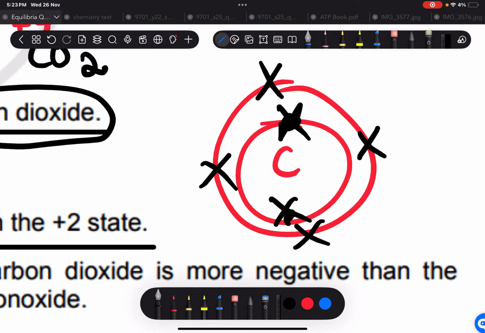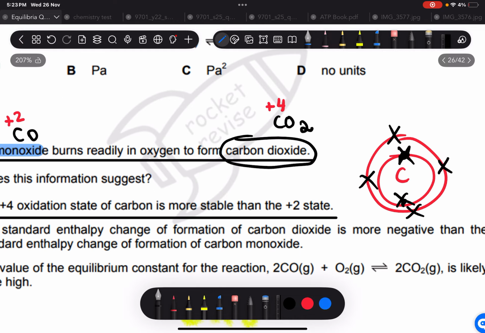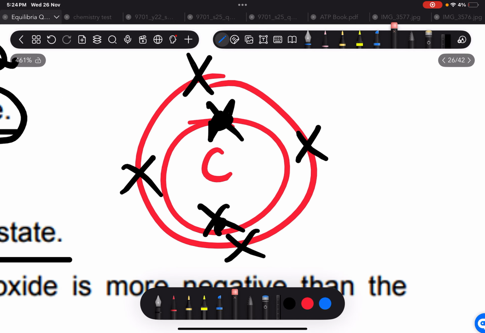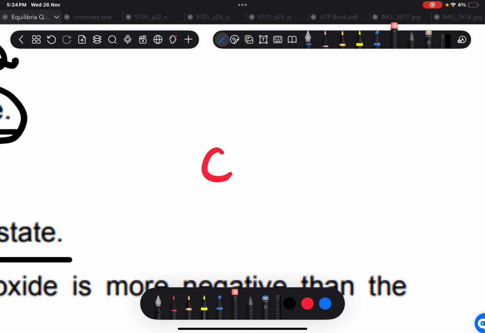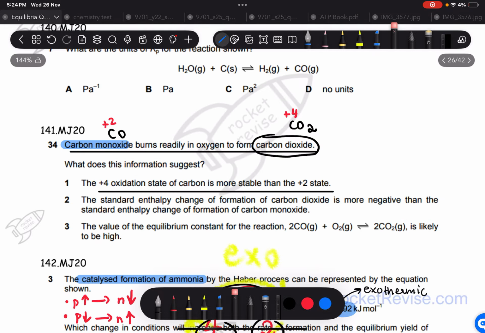Carbon needs stability. Every atom needs stability. And it can gain stability either by gaining 4 or losing 4. If you lose 2, if you make it lose this and this, it's not going to be stable with +2. If it's +4 and it loses 4, now it's stable. It has 2 electrons in its inner shell. So it's going to be stable with a +4 oxidation state. So it's going to be option number 1.